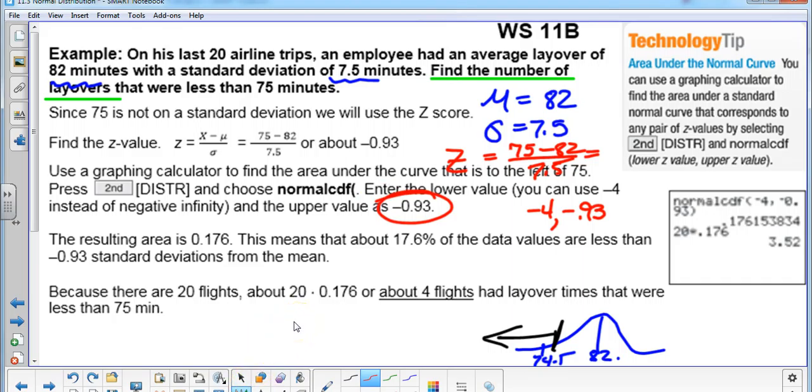This question then said out of the 20 flights, how many were that? So they took that 0.176 times 20 and got 3 point something and rounded up to 4 flights. About 4 of the flights had a layover of less than 75 minutes, okay?